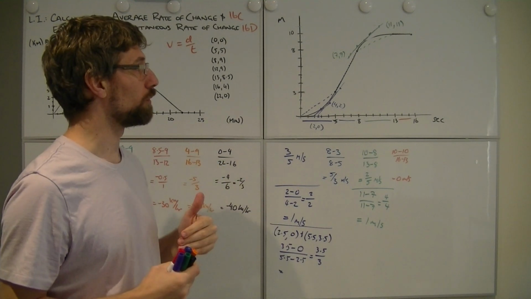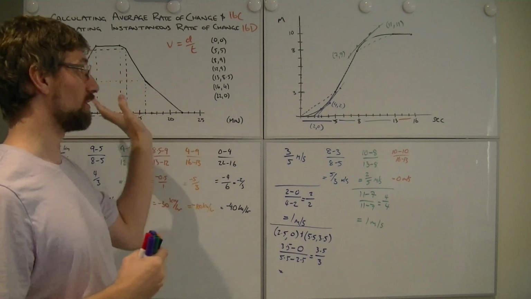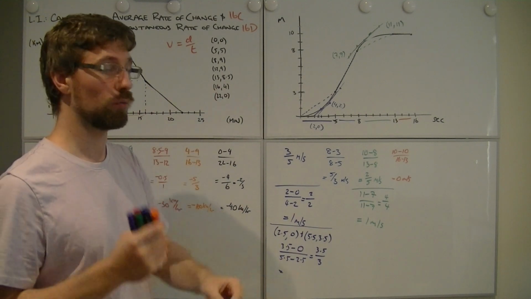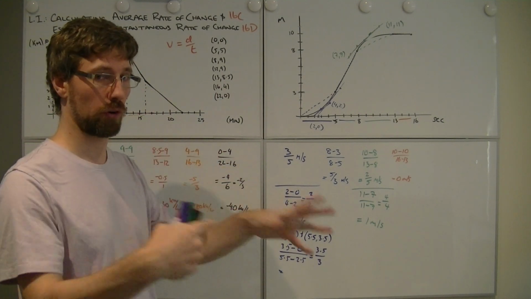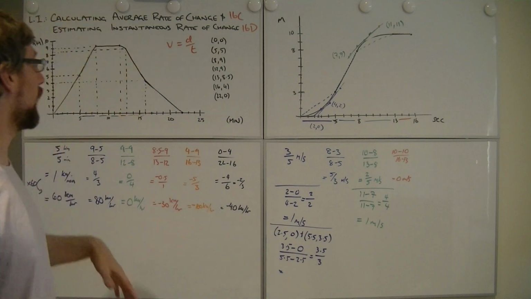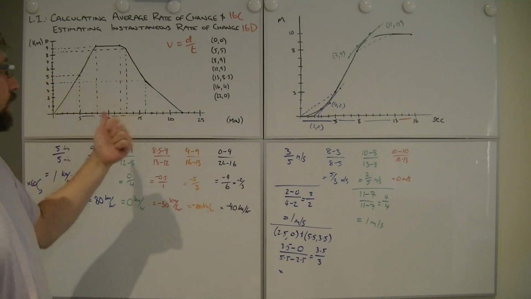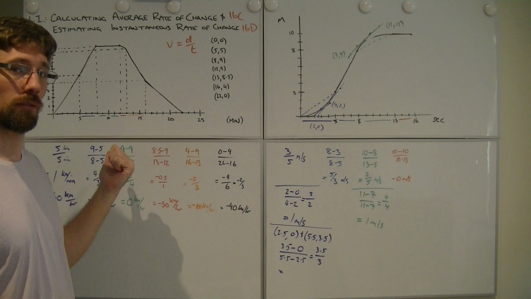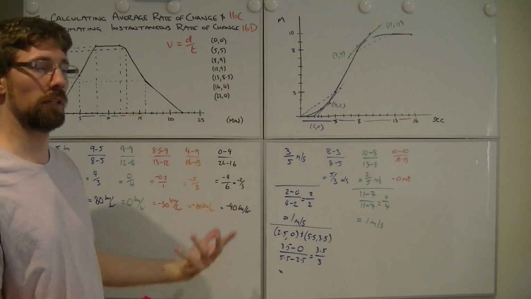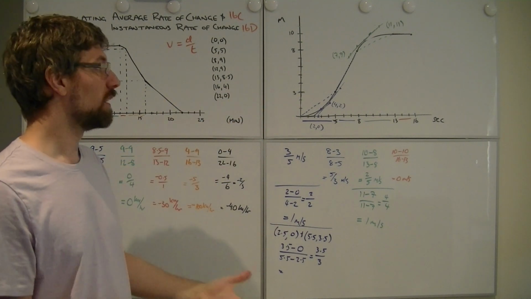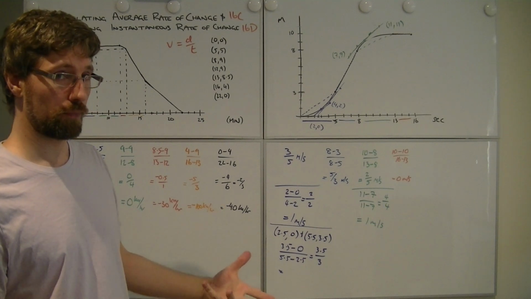This is a bit of the to and fro that you're going to have to do whilst you're doing estimates of instantaneous rates of change. We'll do how to calculate them specifically as we go further into calculus, but for now, this is what we're doing. We can very reliably do average rate of change, and we can estimate instantaneous rates of change. That's as good as it's going to get for now.